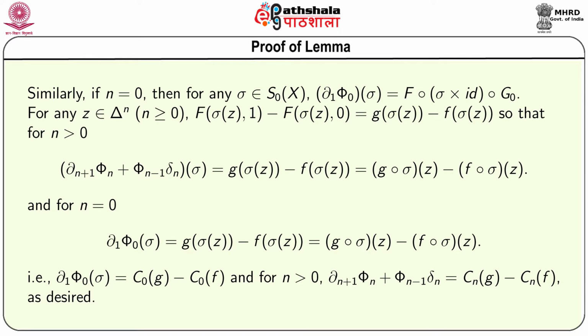And for n equal to 0, del 1 phi 0 sigma will be ultimately g composed sigma on z minus f composed sigma on z. That is, del 1 of phi 0 sigma is equal to C0g minus C0f, whereas for n greater than 0, the expression will be Cng minus Cnf as desired.